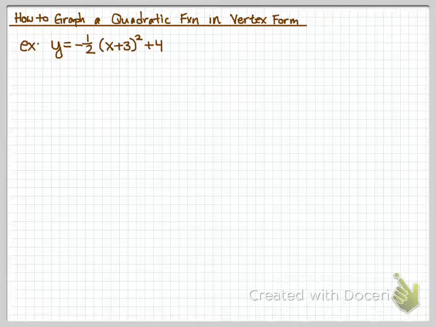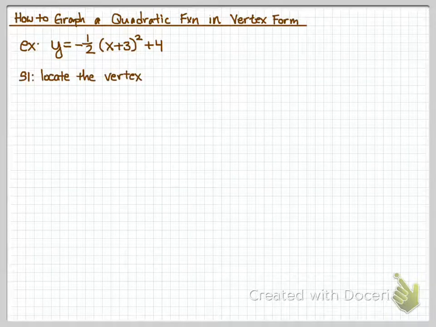Here's an example. y equals -1/2 times the quantity of x plus 3 squared plus 4. So that's a quadratic function in vertex form. Because of the square, that tells us it's quadratic. And when you have an x plus 3 in parentheses, and then a number at the very end, that's in vertex form.